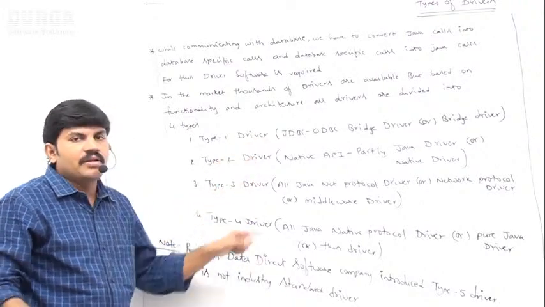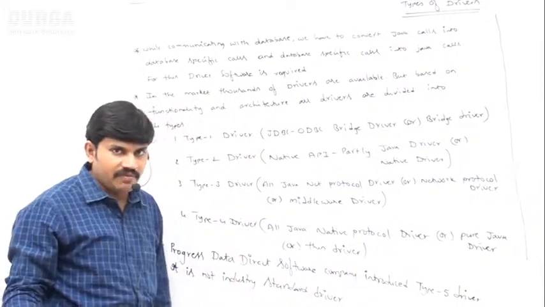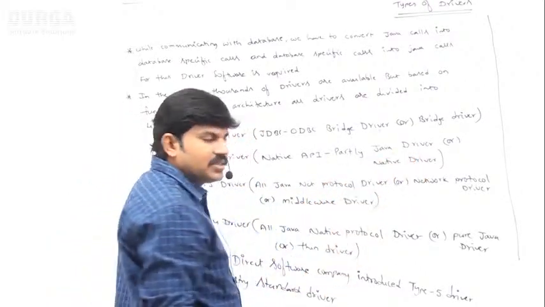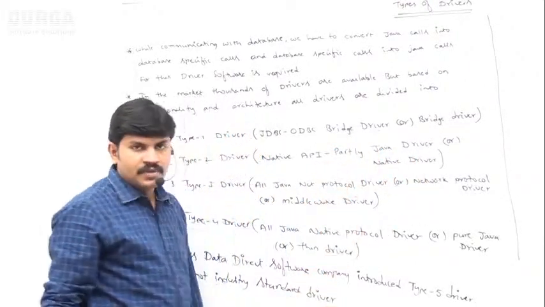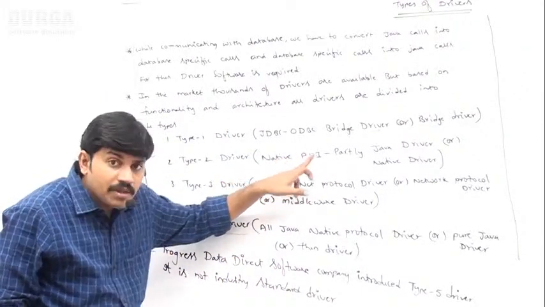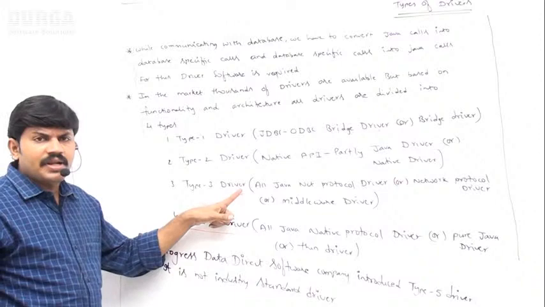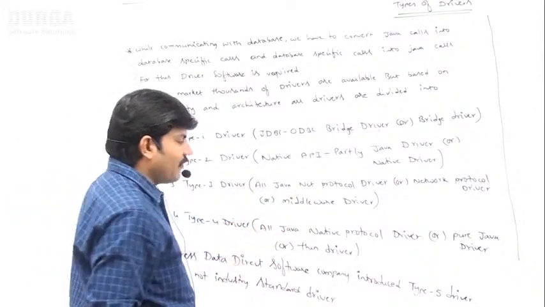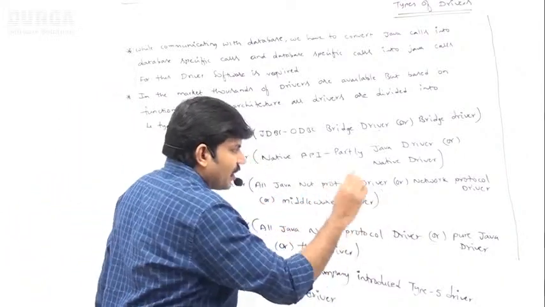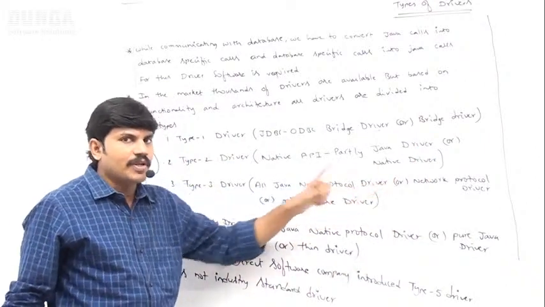Type 1 driver is also known as JDBC ODBC bridge driver or simply bridge driver. Type 2 driver is also known as native API partly Java driver or simply native driver, because internally it uses some native libraries, which I will explain. Next, type 3 driver is also known as all Java net protocol driver or network protocol driver. It's purely developed in Java only.